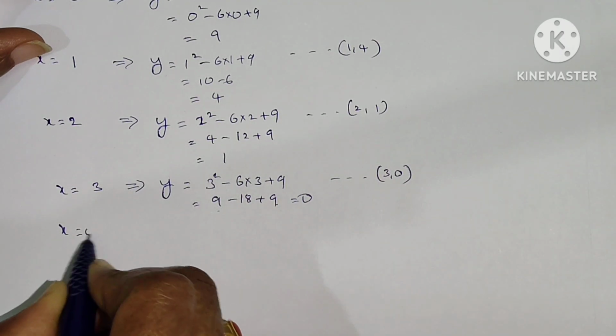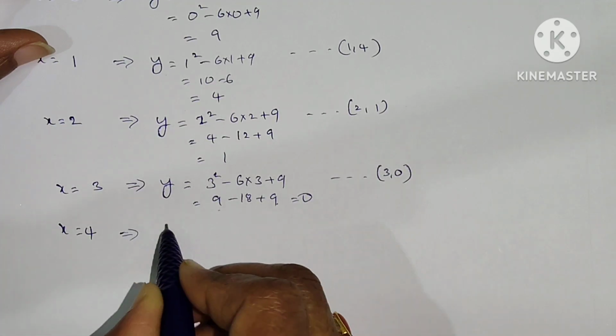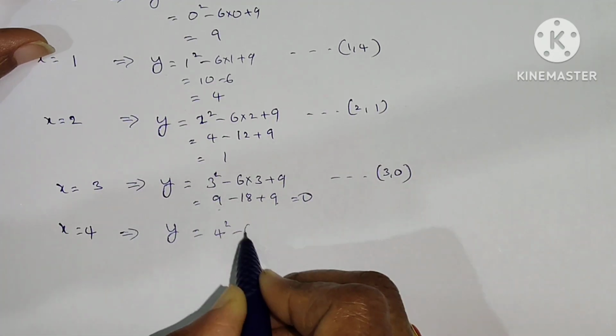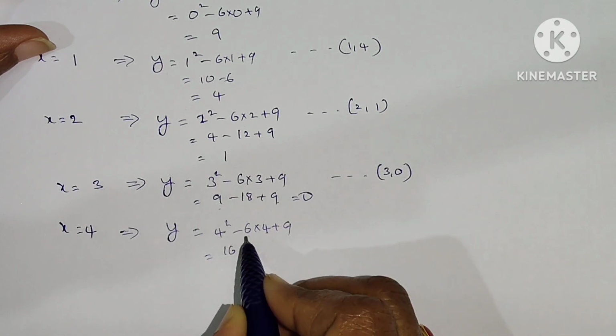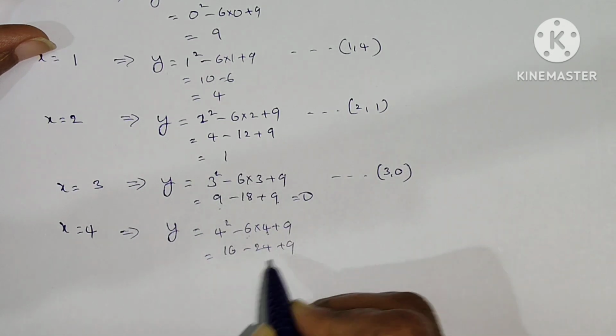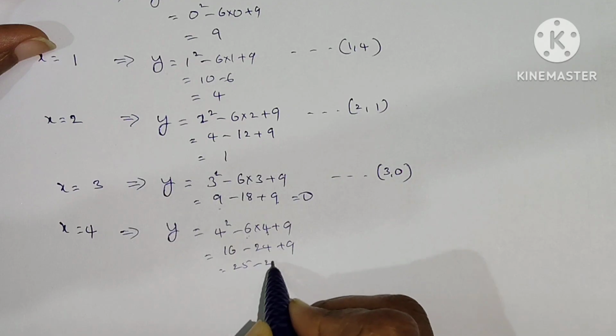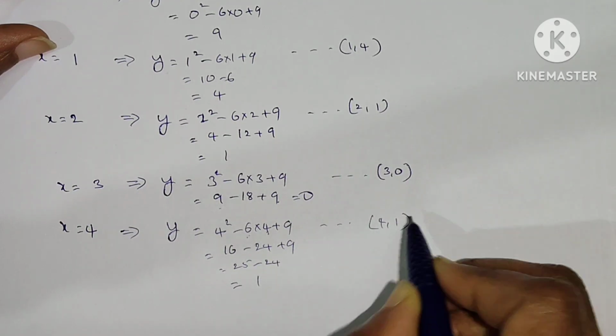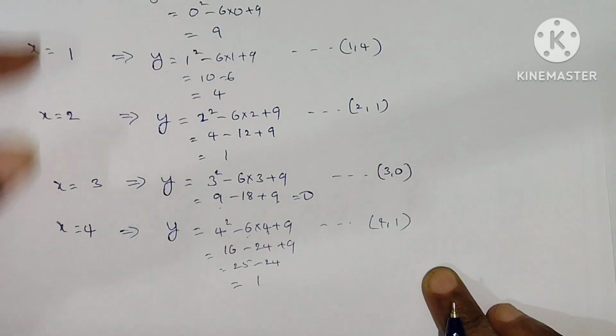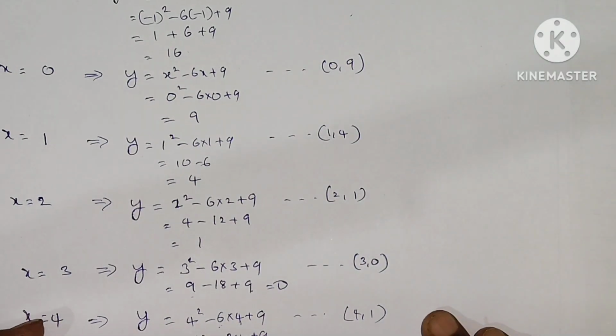Next, x equal to 4. X equal to 4 means y equal to 4 square minus 6 into 4 plus 9. So 16, 6 fours are 24, plus 9, so 25 minus 24 is 1. So 4 comma 1 is the point. So these are all the points. Use these points and draw the curve.